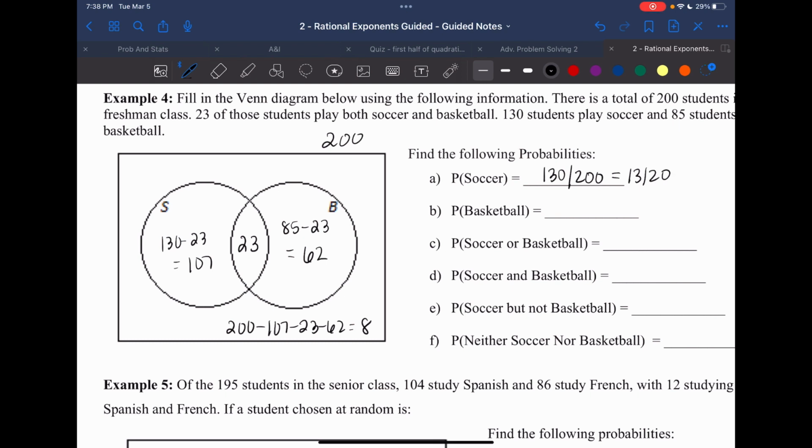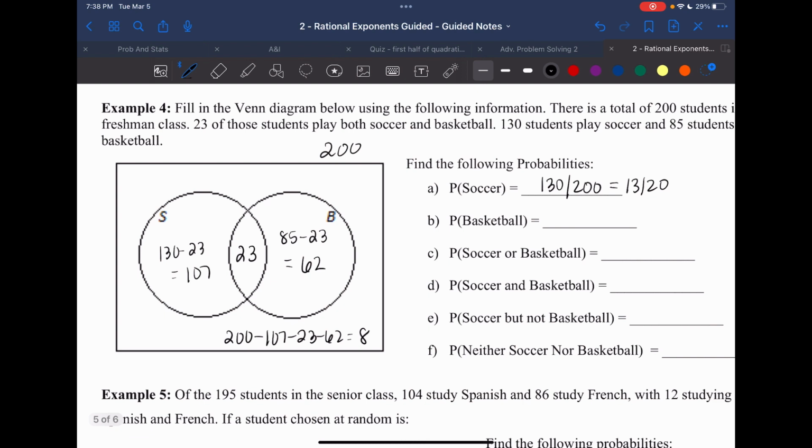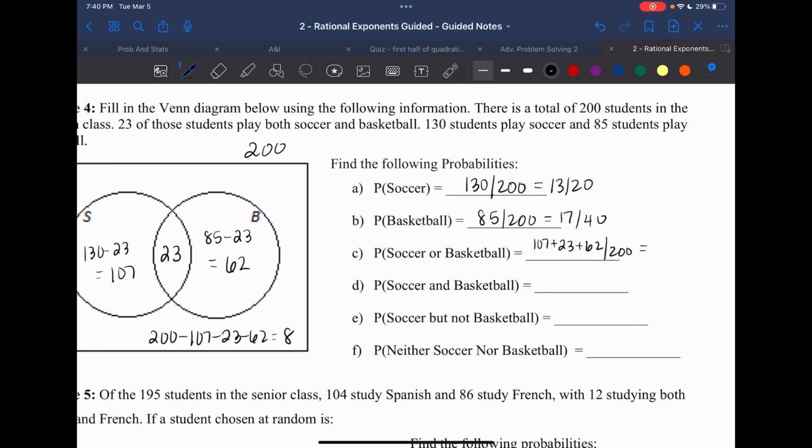The probability of students who play basketball would be the 85 students out of 200, which is equal to 17 out of 40. The probability of soccer or basketball is going to be made up of the sum of all of the circles. So 107 plus 23 plus 62 out of 200. So go ahead and calculate that, which is 192 out of 200, which equals 24 out of 25.